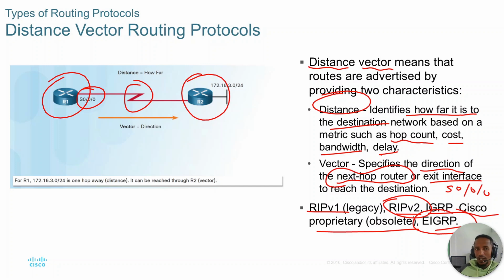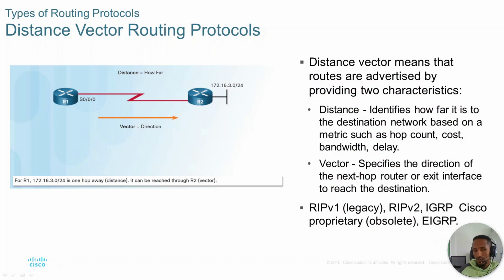So we said distance vector will have what two criteria? The distance and the vector. Distance and vector are crucial points. Distance vector routing protocols consider how far we are, that is the distance, and in which direction. That's what we call the vector.